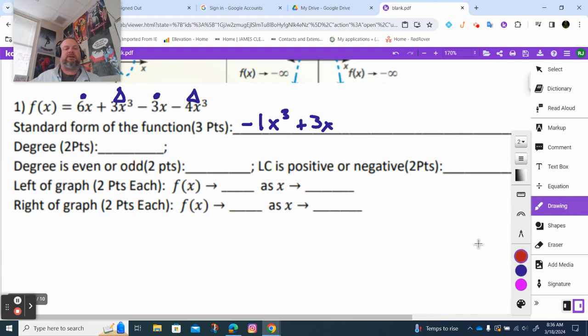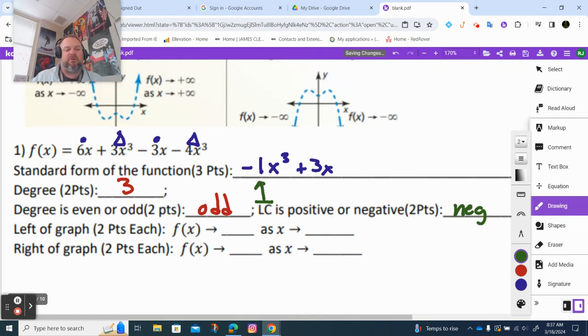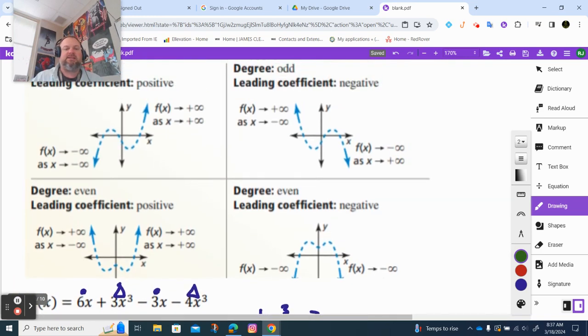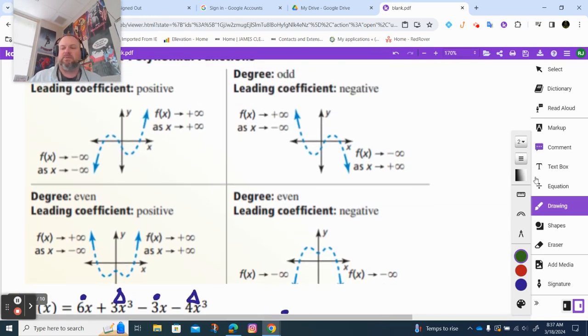So, our degree. What is the degree of this polynomial? 3. Good job. Is this degree even or odd? Odd. All right. Our LC, our leading coefficient. Is this positive or negative? Negative. All right, so we're looking for a degree that is odd and an LC that is negative. Well, that's this one right here.